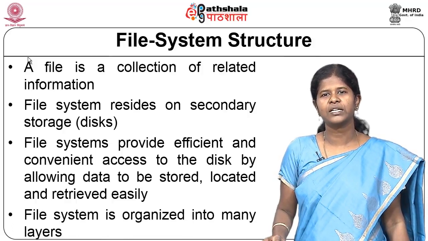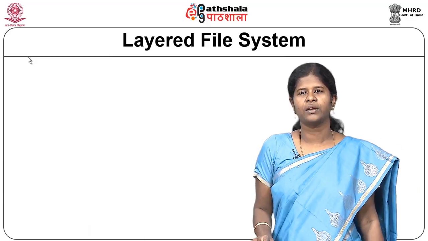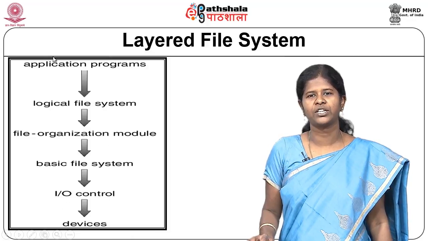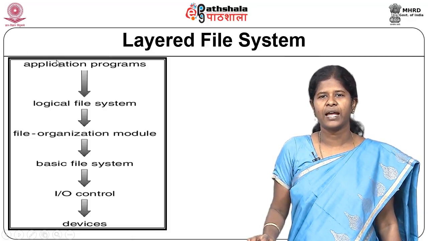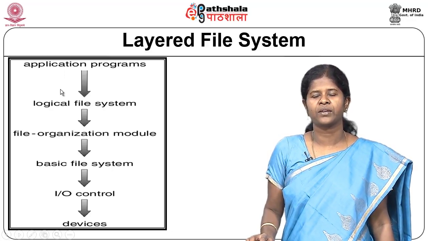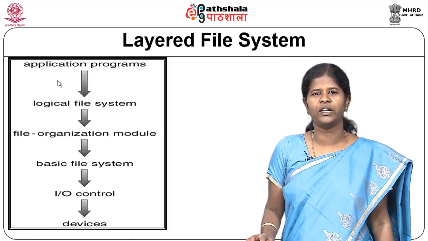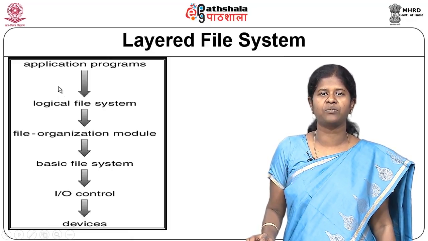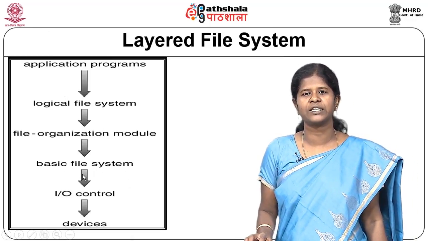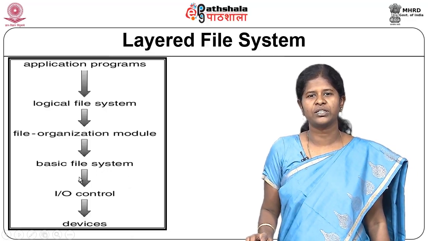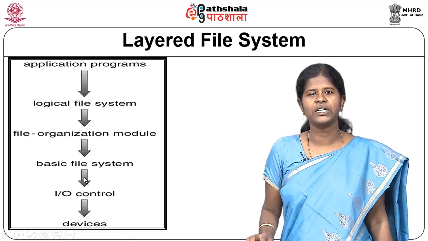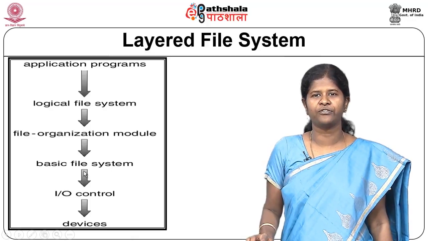So, the file system is generally organized into many layers. We will see the different layers that are kept in a file system. You have the application programs written by the users, and the users' application programs will use the logical file system, and the logical file system will invoke different data structures and modules in the file organization module, and the file organization module will use a basic file system, which in turn will use the IO control, which in turn will access the IO devices. Now, we will see each of these layers and the functionalities of each of these layers.